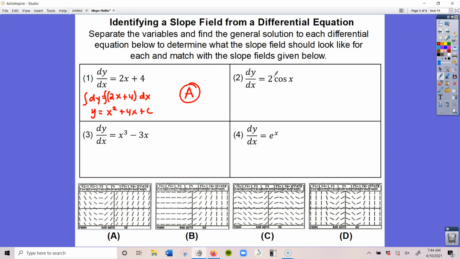Now dy/dx here is 2 cosine x. I multiply dx to the other side, so dy equals 2 cosine x dx, and then integrate, and we get y equals 2 sine x plus c. The thing with these is that you'll need to know what the graphs of these functions look like. We need to know what sine of x looks like. Sine of x is a wave.